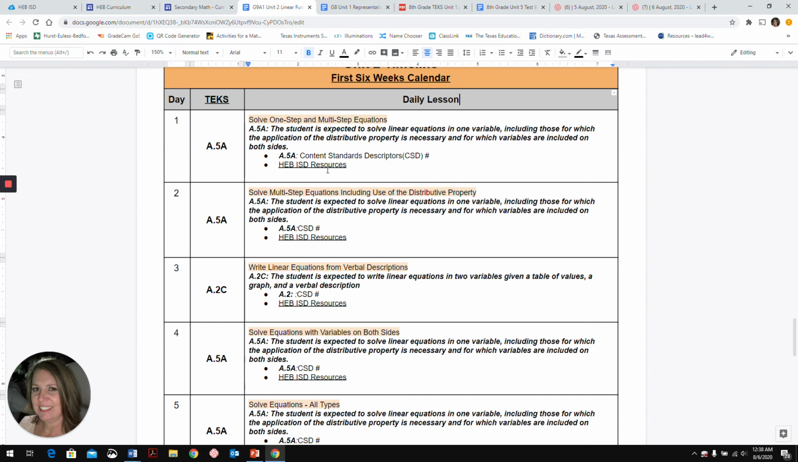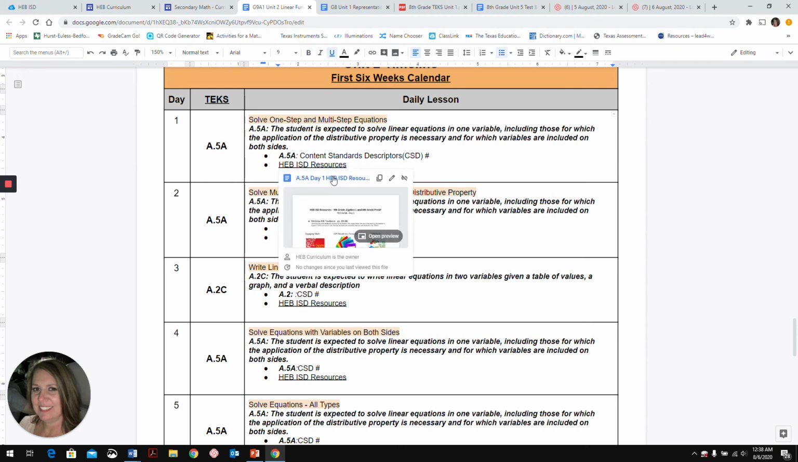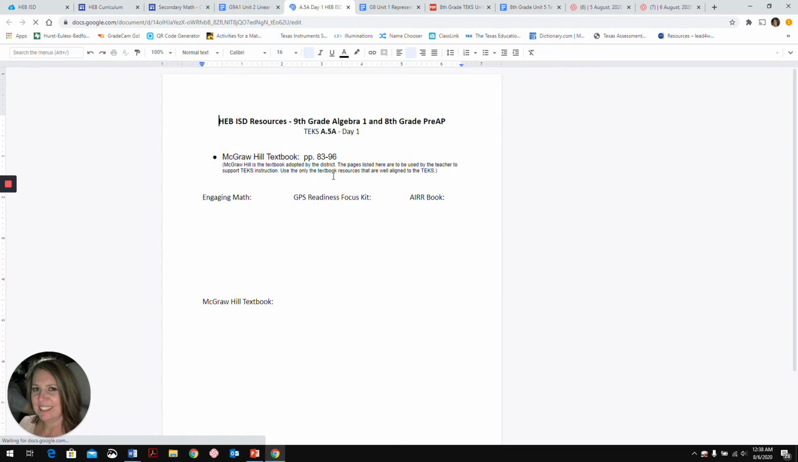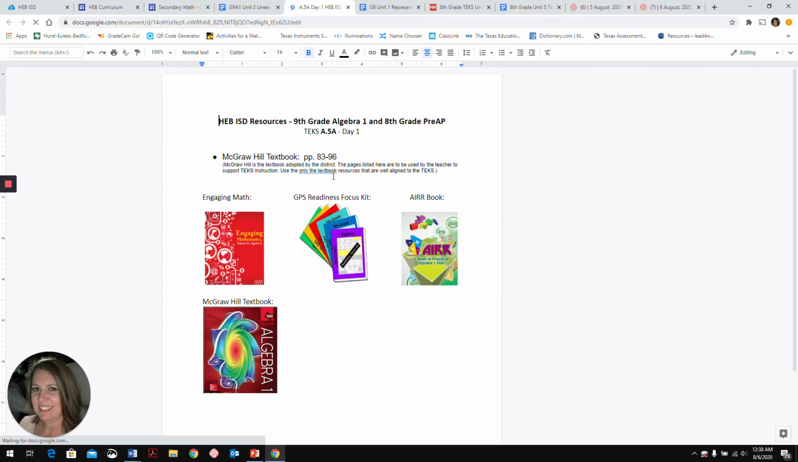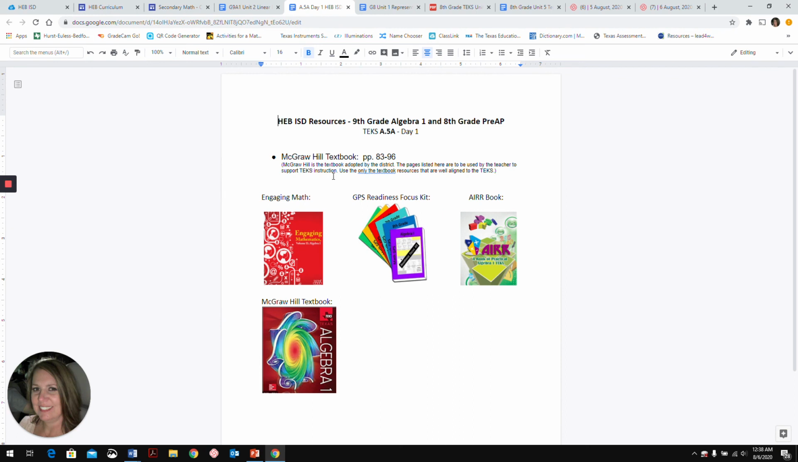The other thing we provide each day is the HEB ISD resources. So this is what you're teaching, solving one-step and multi-step equations. Well, you have different resources available to do that. We have one resource actually on this day because remember, like I said, this really isn't within the scope of Algebra 1. This is just kind of a slow walk into the solving equations. So we don't have a lot of resources. There are a few problems you can use in your textbook to refresh their memory on that.